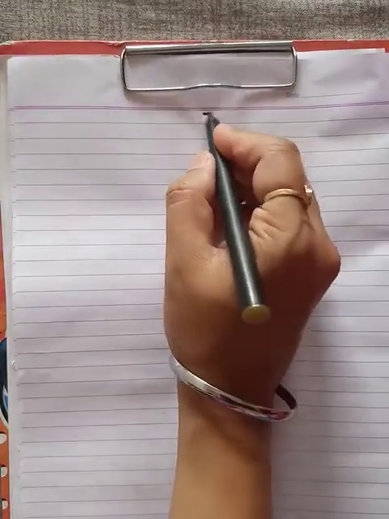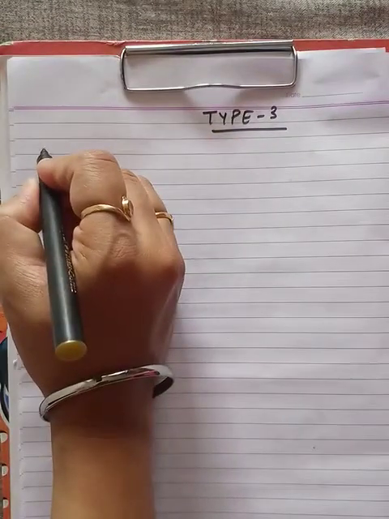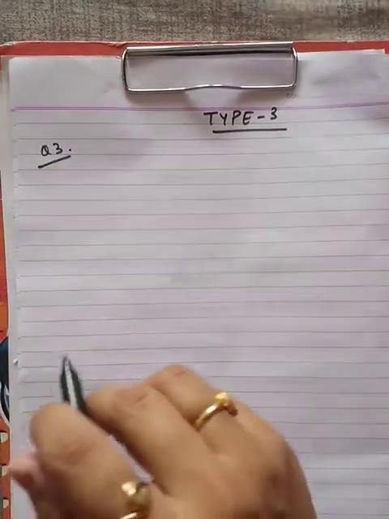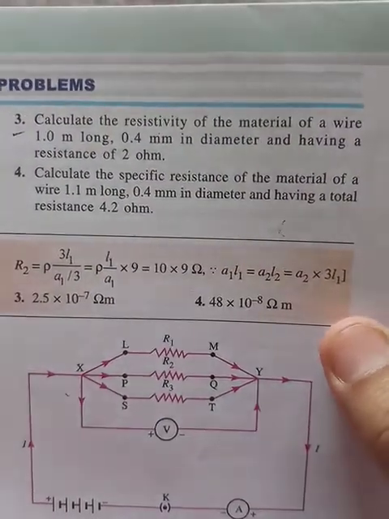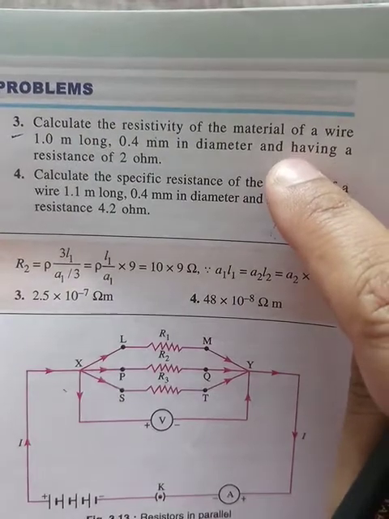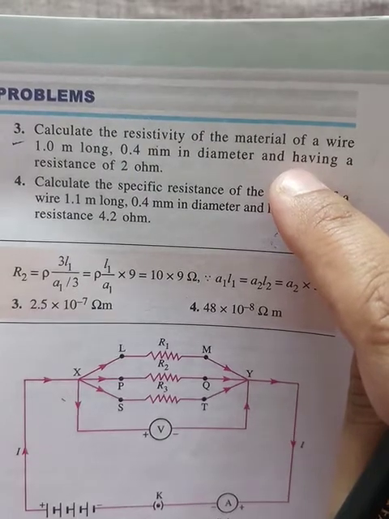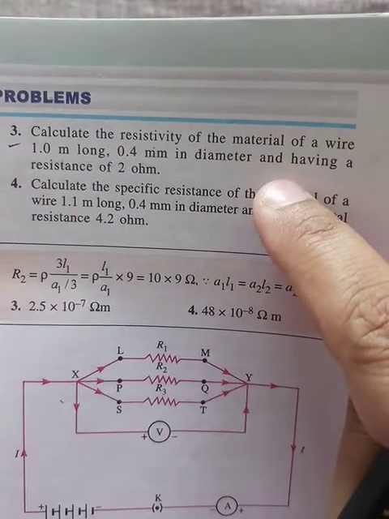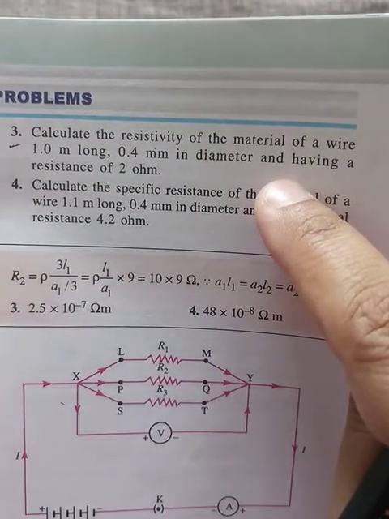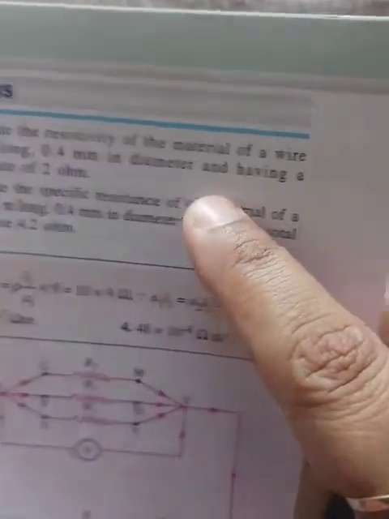Now, the third type of question based on this formula can be like this. Question number 3, in which the diameter is given. Let's read it: calculate the resistivity of the material of a wire 1 meter long, 0.4 mm in diameter, and having a resistance of 2 ohm. We have to calculate resistivity in this case, not resistance. Resistance is given, 2 ohm.